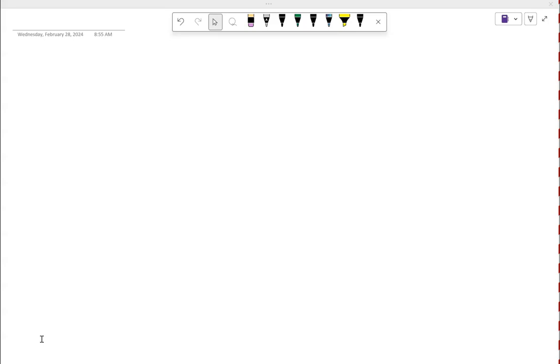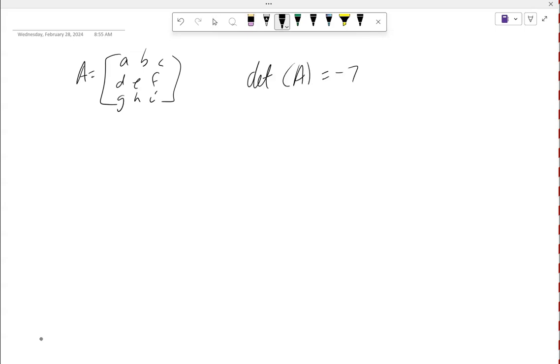Which one was it? Oh, was that the one where I gave you the determinant and then I wrote a matrix down? All right. So you have your A is A, B, C, D, E, F, G, H, I. And you were given that the determinant of A is -7, and you were asked to find the determinant of A, B, C, G, H, I, D, E, F. Is that right? Okay.